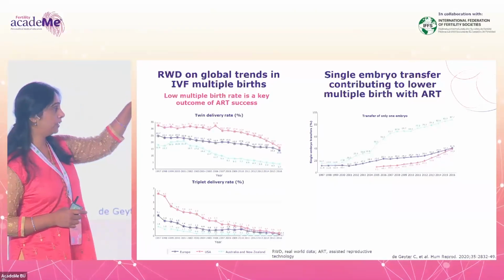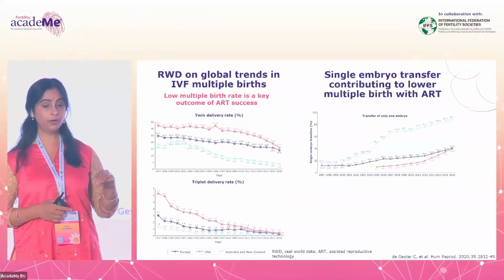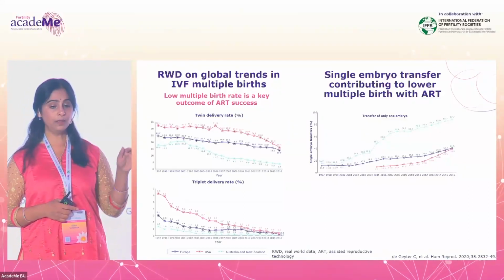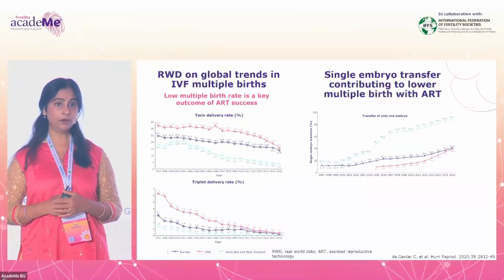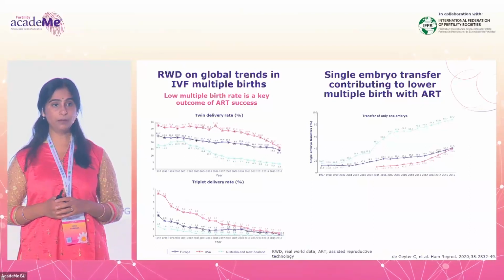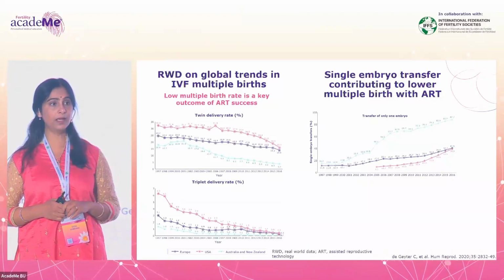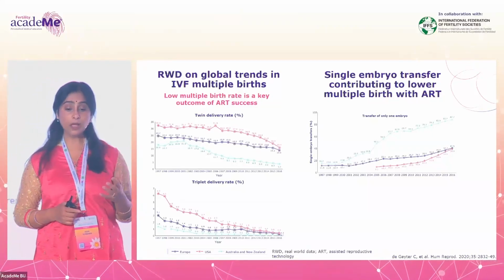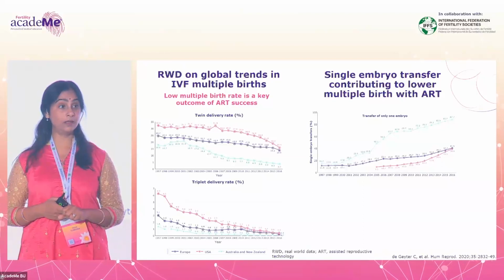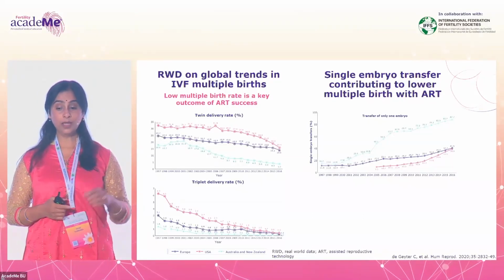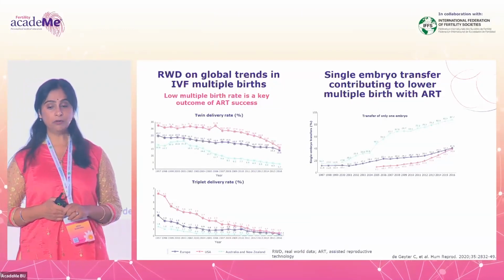So the first set of figures is looking at multiple pregnancy rates, twins and triplets, from 3 regions. The bottom line is Australia and New Zealand, the middle line is Europe, and the top line is America. The different regions, based on their practices, vary in their rates of multiple births and multiple pregnancies, but what we can see is that across all 3 regions there is a decline in multiple birth rates over the years. So we are improving in how we are delivering our ART cycles and ART treatments safely to patients, and this is a result directly of us actively adopting single embryo transfer strategies.